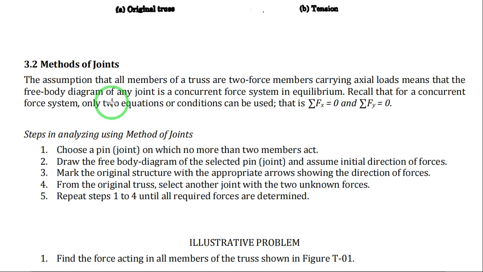Okay, so you will be able to create a concurrent force system, and you have to recall that when we say concurrent force system, you can only use two conditions of equilibrium: the summation of forces along x and the summation of forces along y equals 0. Remember that this method of joints is only applicable for trusses. We have several steps in using the method of joints.